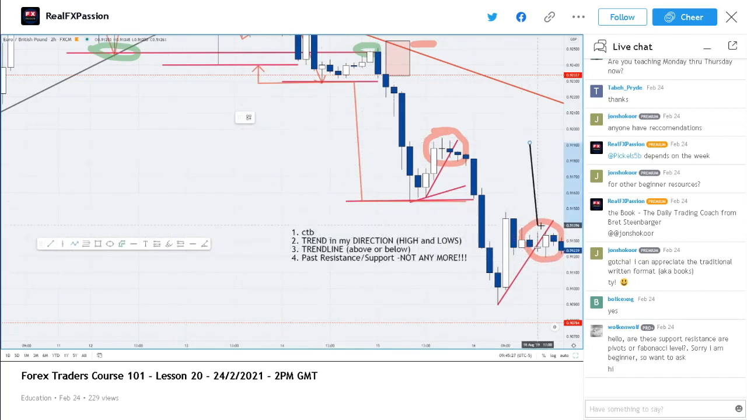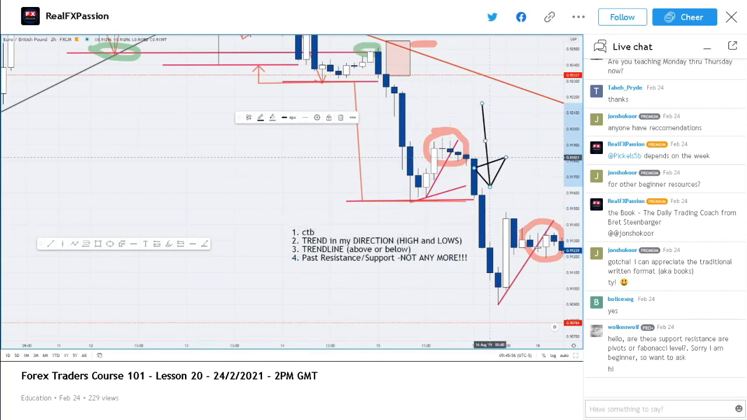Israel says no. Why not? Number 1, counter trend line break. Check. I have a counter trend line break, Israel. Is the trend in my direction? It's making lower lows, lower highs. So number 2, check. The trend is my direction. 3, trend line. The market is below the red long-term downtrend line. And number 4, because this happened, I'm choosing not to use past resistance anymore. Can I enter this trade, everybody?